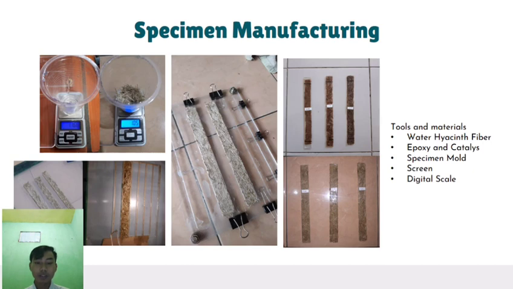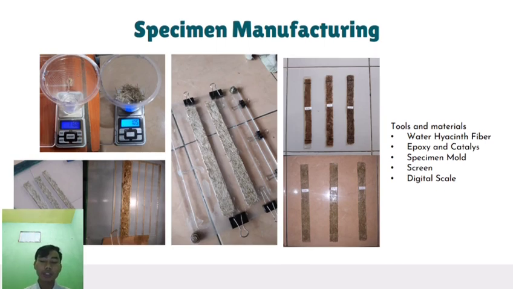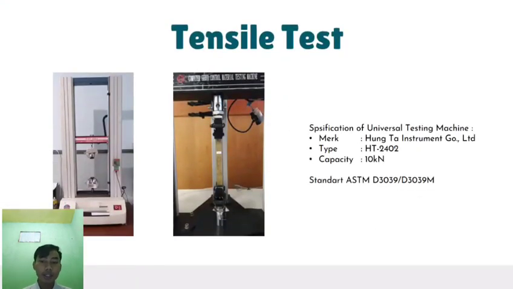Tensile test. The tensile test is carried out using a universal testing machine, Hung Ta Instrument type HT-2402. The capacity of the machine is 10 kN and the standard of testing is ASTM D3039.